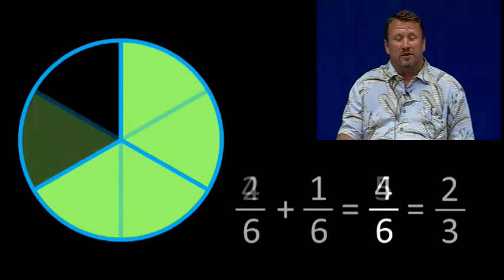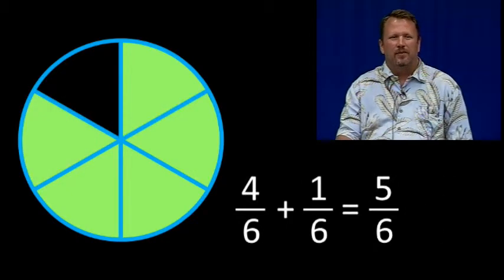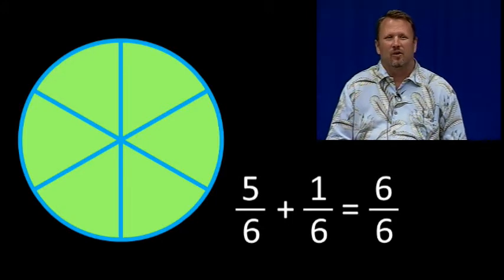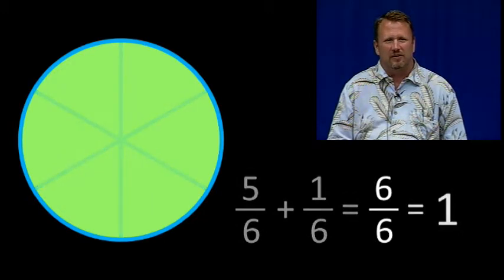So if we take our 4/6 and add 1/6, then we have 5/6. If we take 5/6 and add 1/6, then we have 6 over 6. And 6 over 6 is equal to 1.